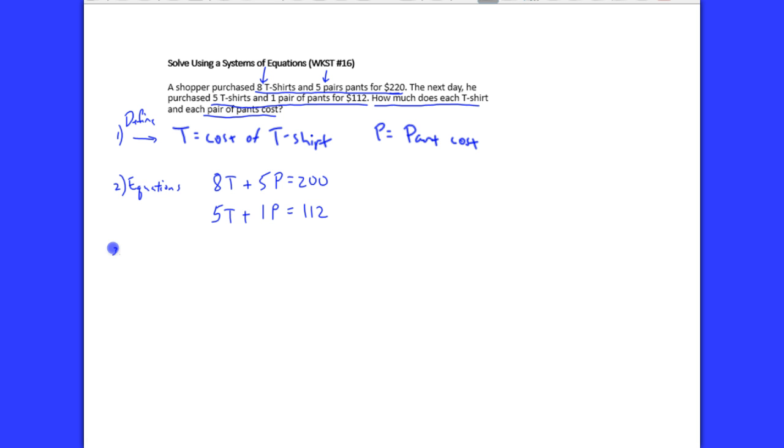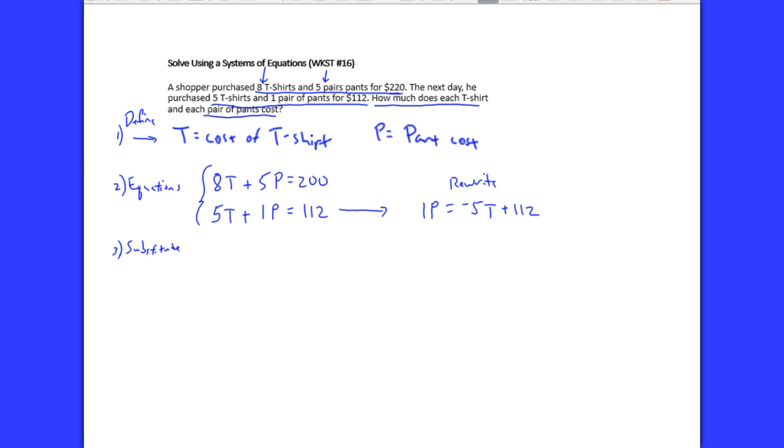Okay, so the third thing we have to do once we have our equations is we need to substitute. Substitute basically means use substitution that we learned in class to solve this system of equations. Well, the smartest thing to do would be to take this equation and isolate the p, because we have 1 pair of pants and we can subtract 5t from both sides. So I'm going to rewrite the second equation as 1p is equal to negative 5t plus 112.